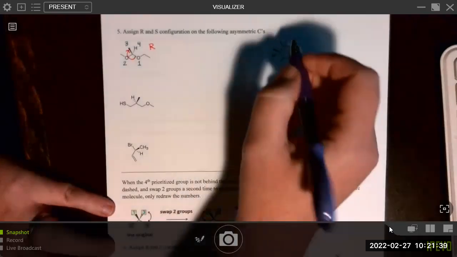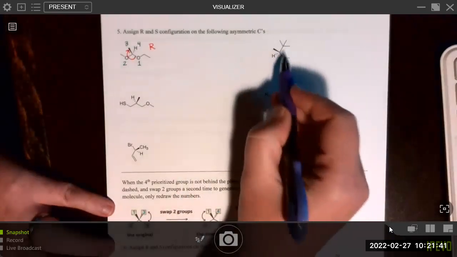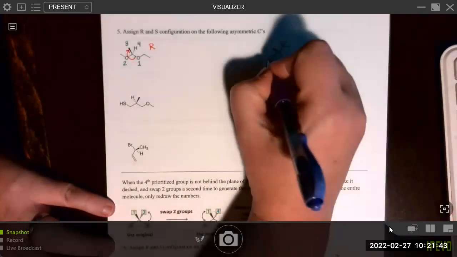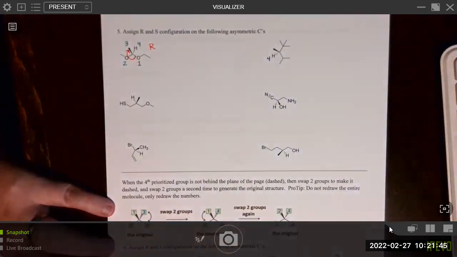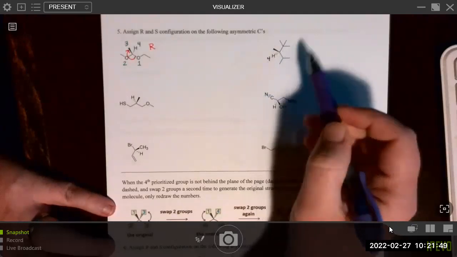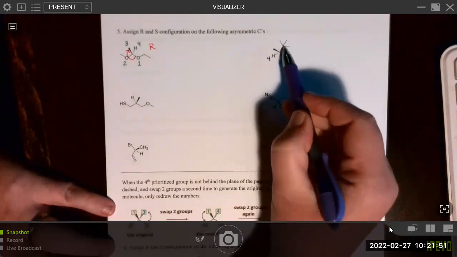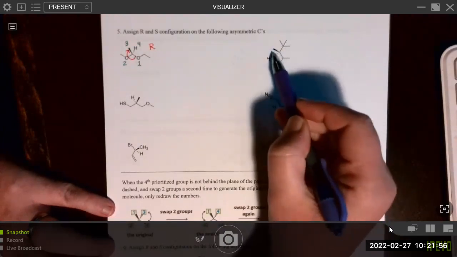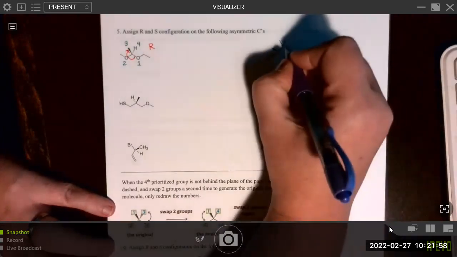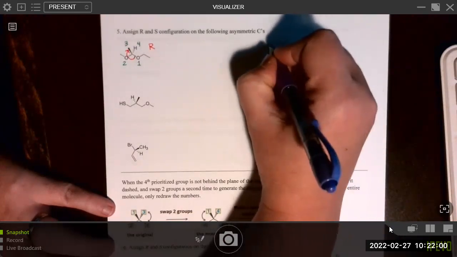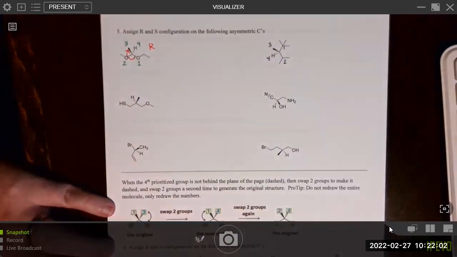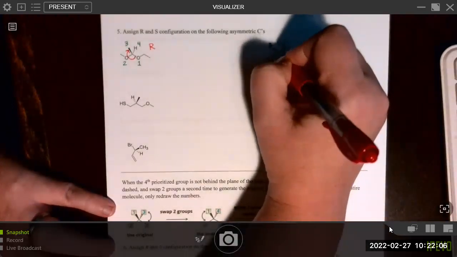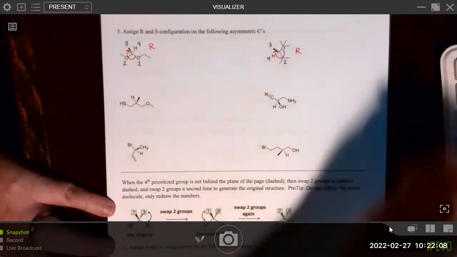Coming over here, we have carbon, carbon, carbon, hydrogen. So this is the only one we know for sure, and the other ones are all a tie. Between them, though, we can see that this carbon is attached to carbon, carbon, carbon. This one is carbon, carbon, hydrogen, and hydrogen, hydrogen, hydrogen. This is 1, 2, and 3. With the hydrogen fourth priority pointed back, 1 to 2 to 3, clockwise, and R.